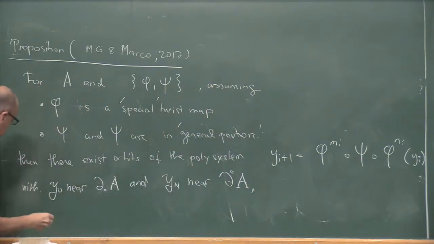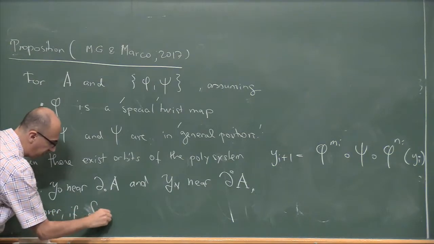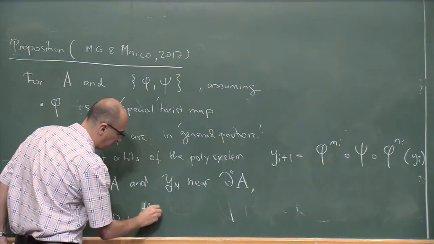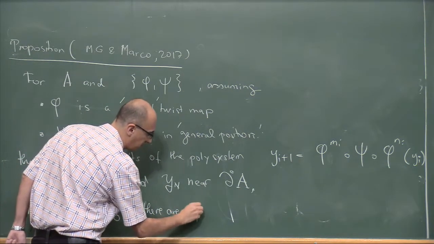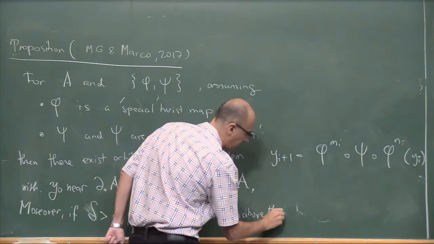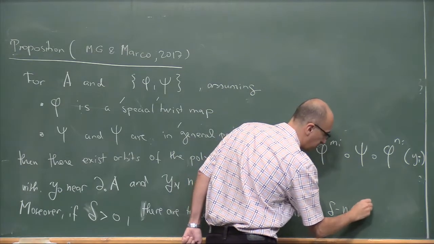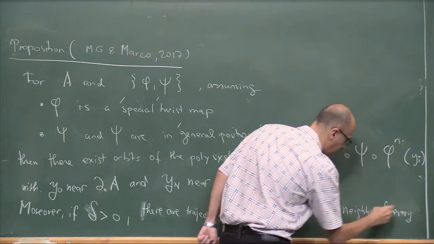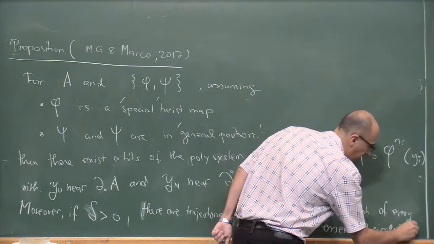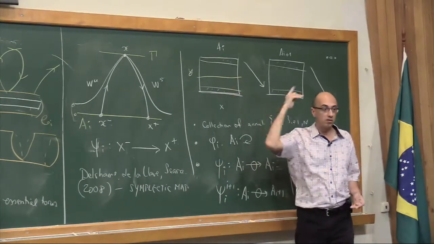So moreover, if I give you some positive delta, there are trajectories as above that visit the delta neighborhood of every essential torus, well, essential circle in A. So an essential circle is something that goes around the annulus.